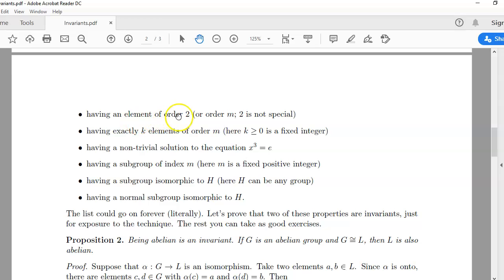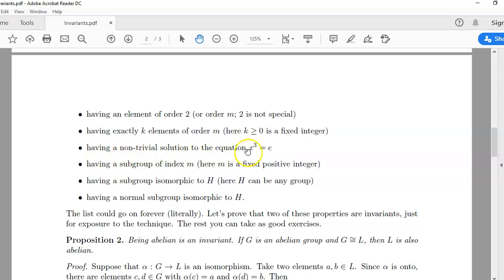Instead of just saying that you have at least one, you can also say that you have k of them, right? So having 12 elements of order 3 would be an invariant. Having 29 elements of order 43 would be an invariant. You can even let m be infinity. Having 2 elements of order infinity is an invariant. You can even let k be 0, which means you have no elements of order m. That's an invariant. So those are all invariant properties.